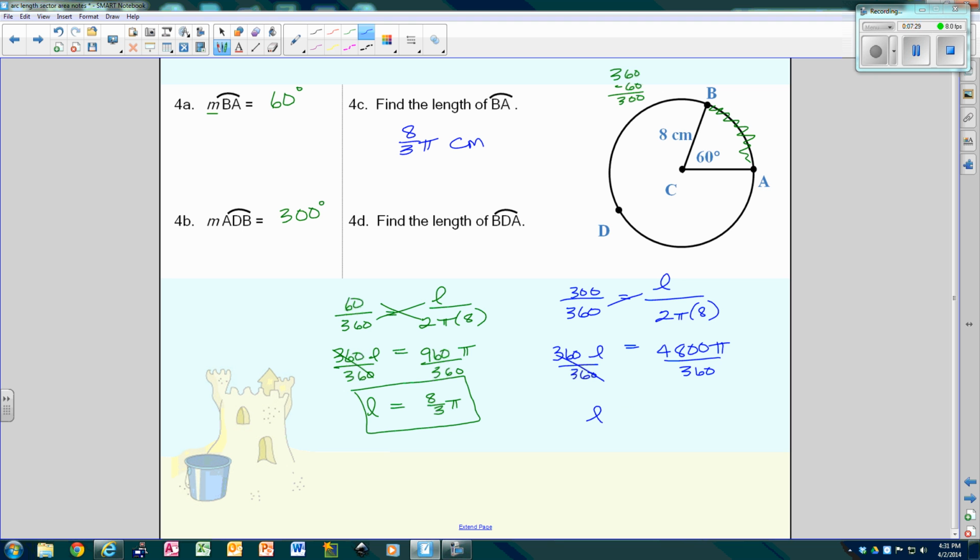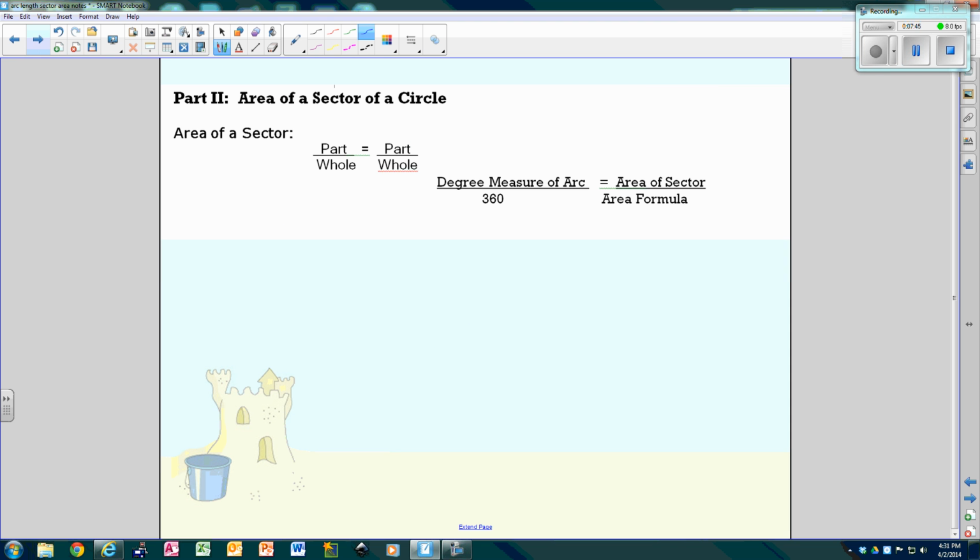So length is 40 over 3 pi. So this one is 40 over 3 pi centimeters. All right, part 2, the area of a sector.